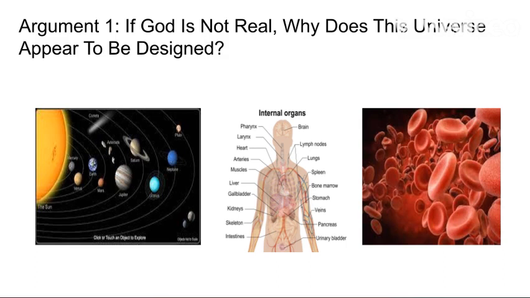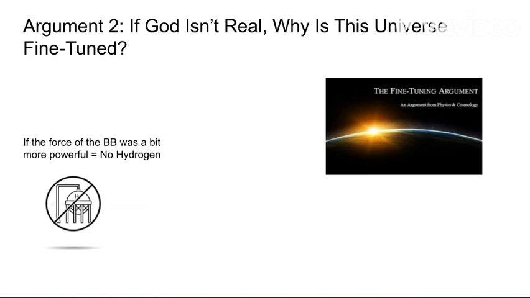Number two, if God isn't real, why is this universe fine-tuned? Like, if the Earth was a few kilometers closer to the Sun, the Earth would become too hot and would become uninhabitable, like Venus. If the Earth was a few kilometers away from the Sun, the Earth would become too cold and become uninhabitable, like Mars. The fact that the Earth is located in the Goldilocks zone is an example of this universe being fine-tuned for life, and fine-tuning indicates a creator.